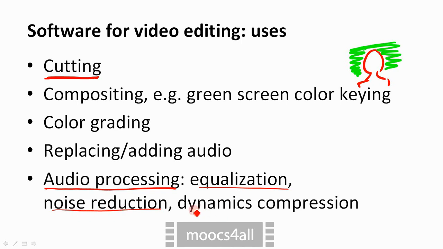And as a third one, dynamics compression. Do not confuse dynamics compression with data compression, such as MP3. Dynamics compression does not refer to the data rate, it refers to differences in audio level. Some quieter parts, some louder parts, some quieter parts, some louder parts. Dynamics compression evens these out and hence improves intelligibility, as does equalization.